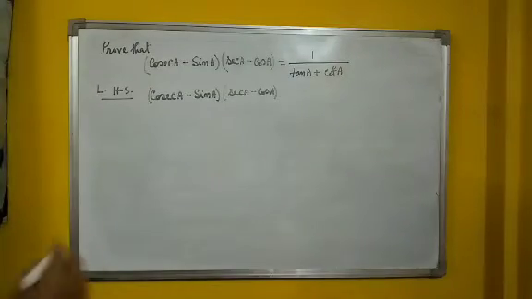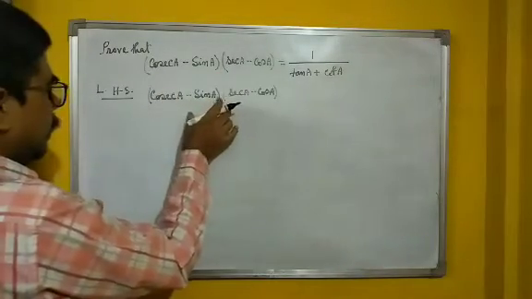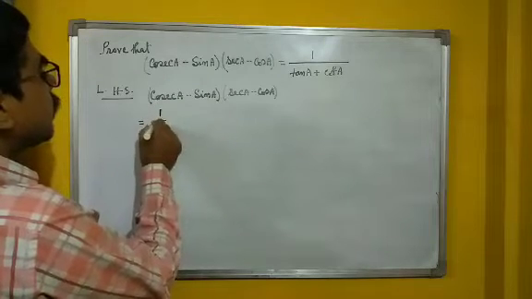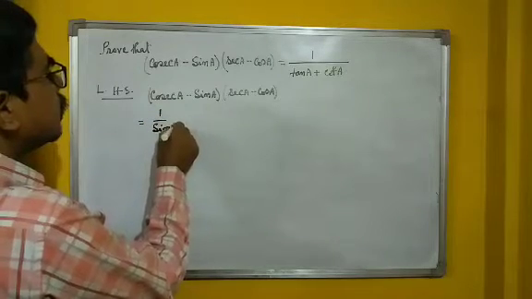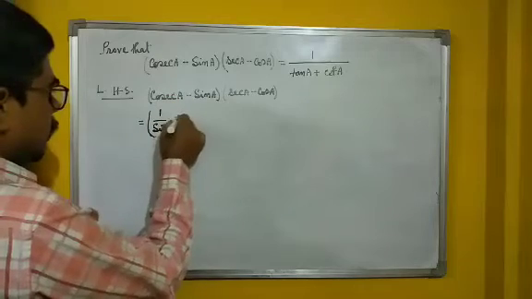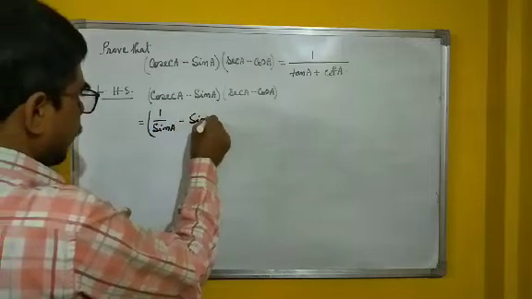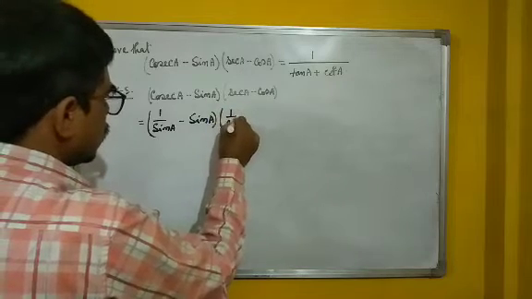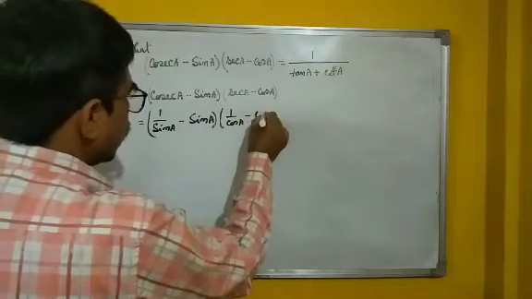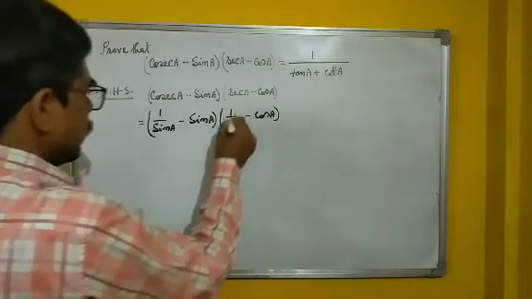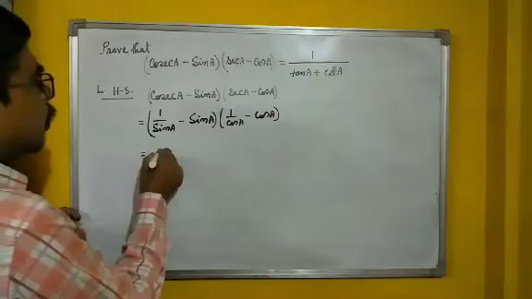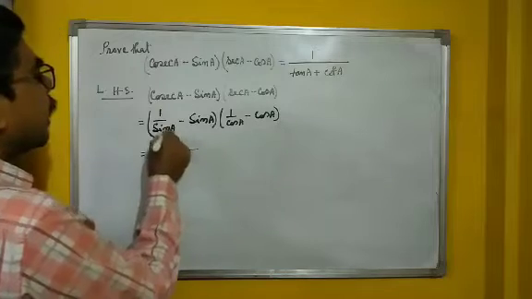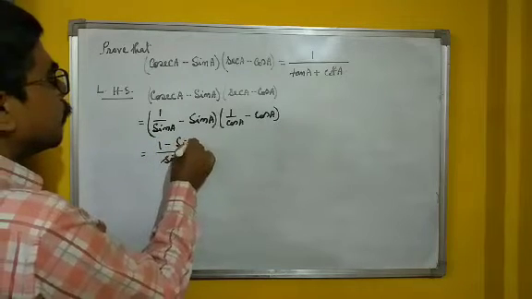We write the left hand side. So it is 1 by cosec A, which we can write as 1 by sine A, because the reciprocal of cosec is 1 by sine, minus sine A. Then it is 1 by sec A, which is 1 by cos A, minus cos A, because the reciprocal of sec is 1 by cos. Take the LCM: for the first term, sine A, that is 1 minus sine square A.